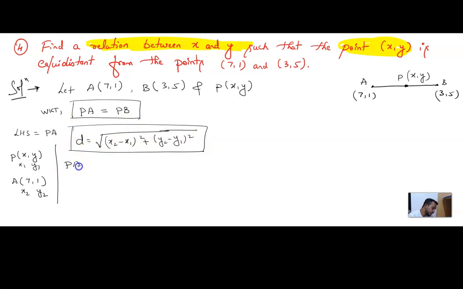Now we are finding the distance from P to A, that is PA. That is equal to root of X2, that is 7, minus X1, that is X, whole square, plus Y2, that is 1, minus Y1, that is Y, whole square. Got it, children? That is root of (7 minus X) whole square plus (1 minus Y) whole square.